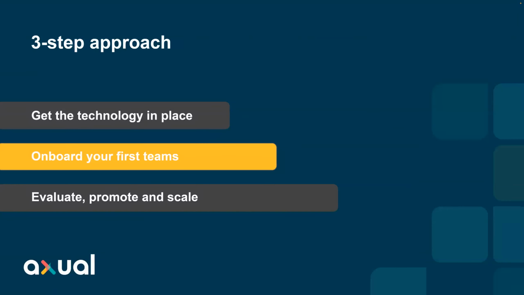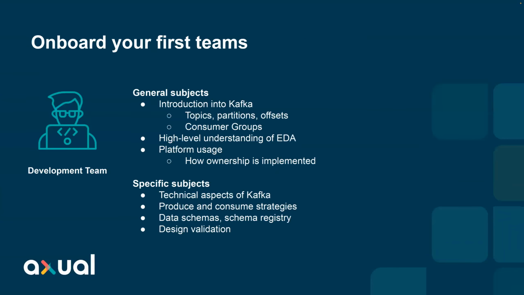Okay, so then we have a Kafka platform in place. And then the next step would be to onboard your first teams. So how to go about that? Well, we've actually named a few teams here. So we're going to go through them and see what typical needs they have and how they can be helped with the onboarding on the platform.